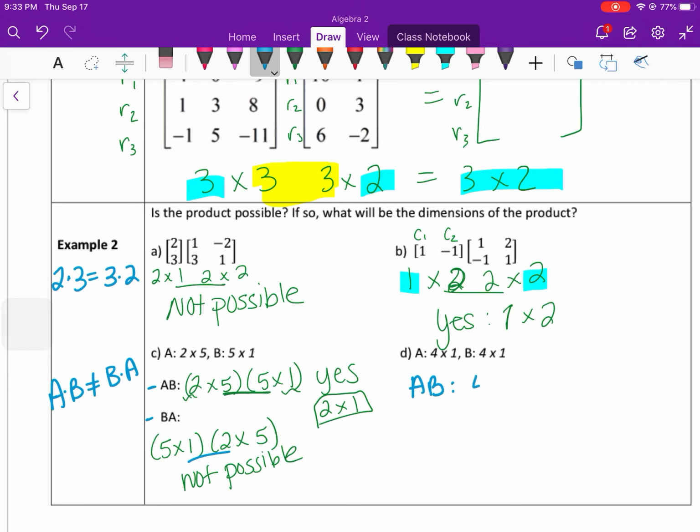A times B over here would be 4 by 1 times 4 by 1, so A times B is not possible. B times A would be 4 by 1 times 4 by 1 again. Still not possible. So neither one of those would work.